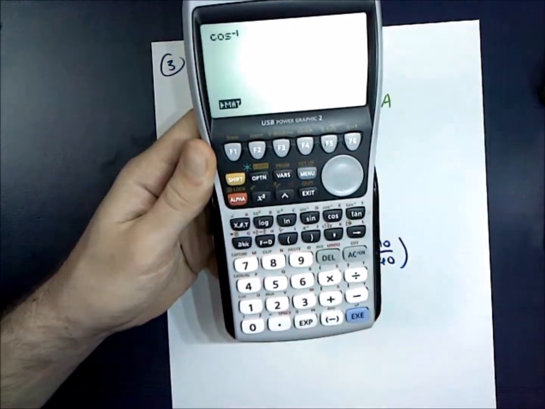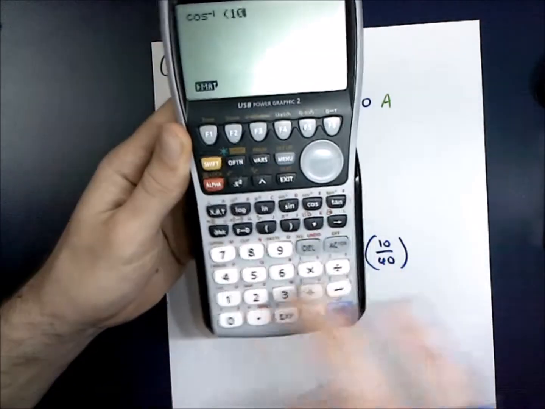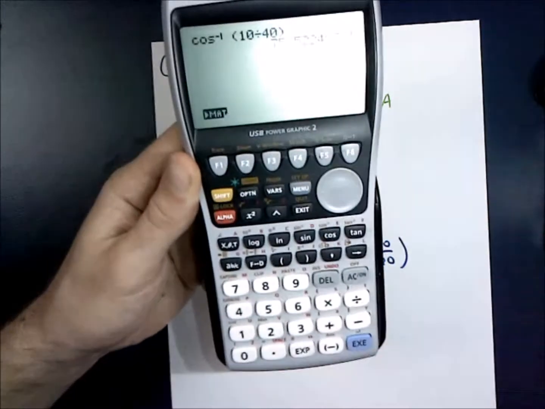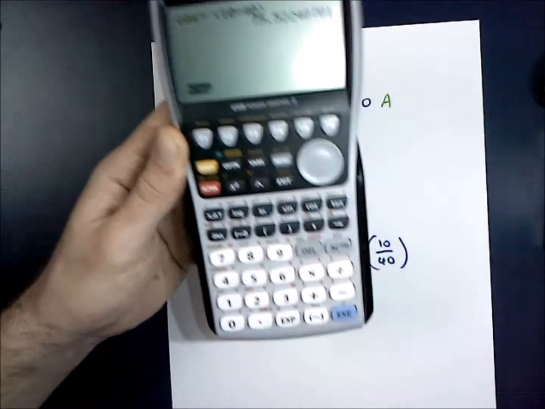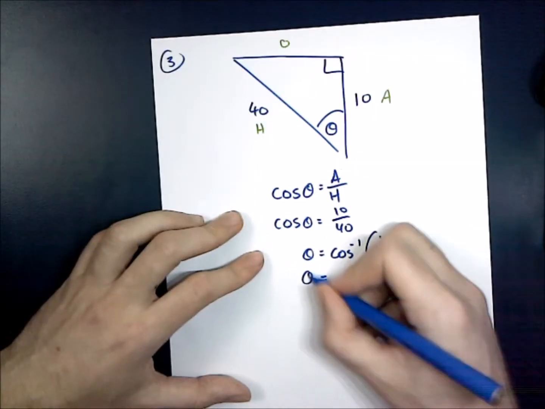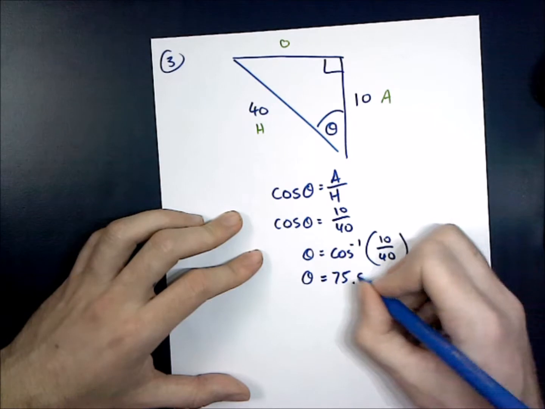And if I throw that in on the calculator, so shift cos to get the cos -1 in brackets 10 divided by 40, and I get an angle of 75.52 degrees. So the angle is 75.52 degrees. And that's it.